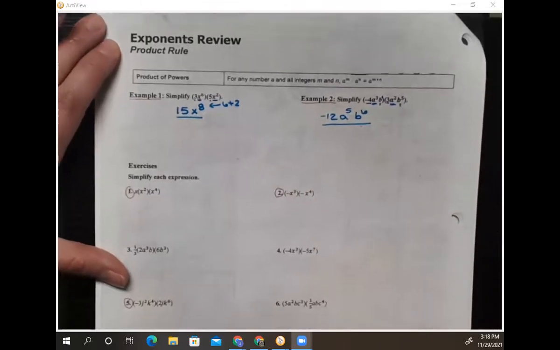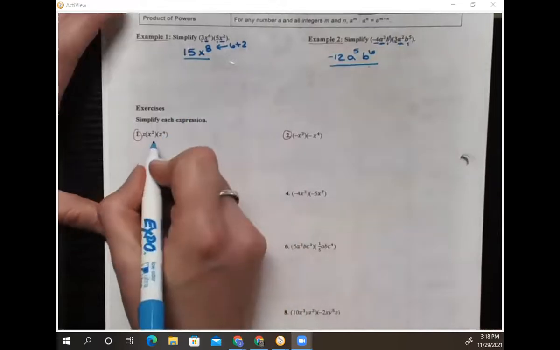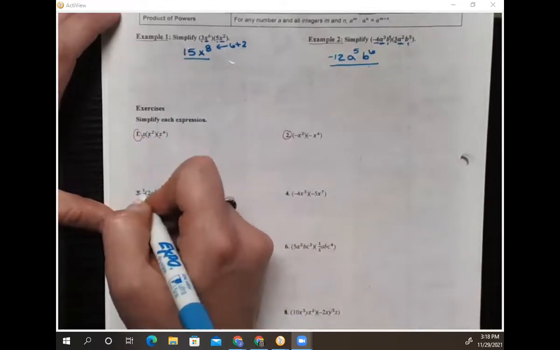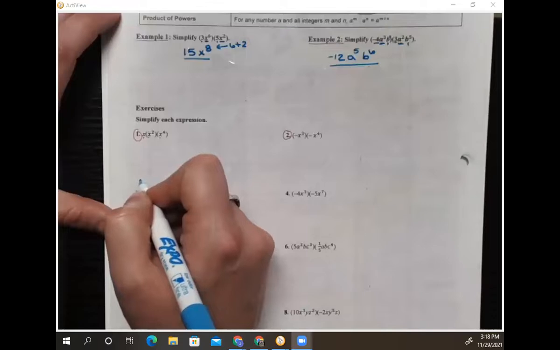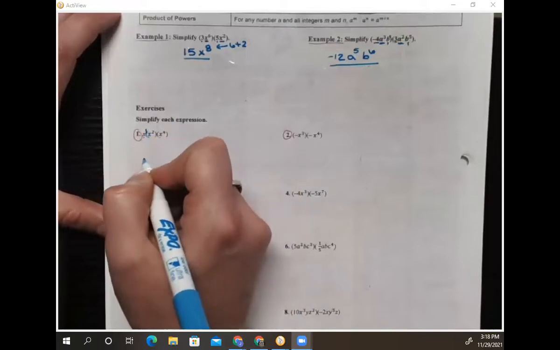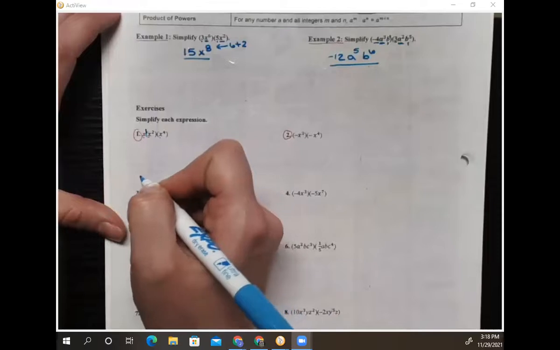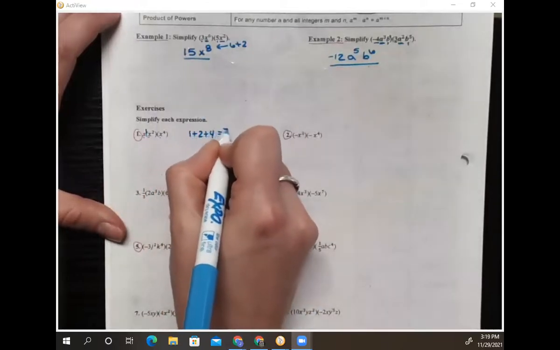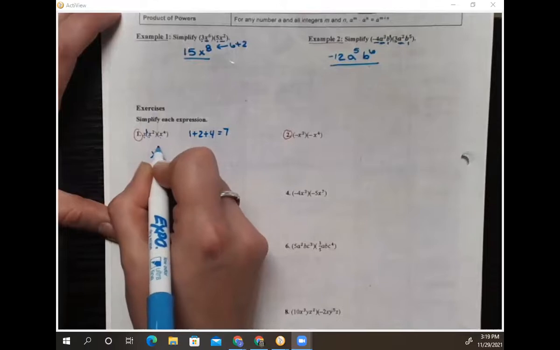We're going to do a couple more on page 8. Simplify our expression here. So we're multiplying a bunch of x terms together. That means that we're going to add all of their exponents. Since I don't see an exponent on this first guy, that means that it's 1, and then 2, and then 4. So 1 plus 2 plus 4 is 7. So this would simplify to x to the 7th.